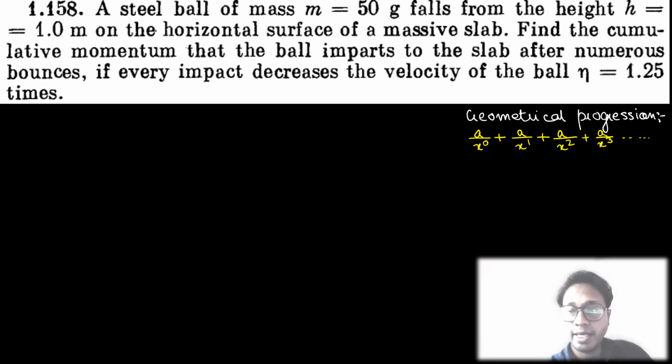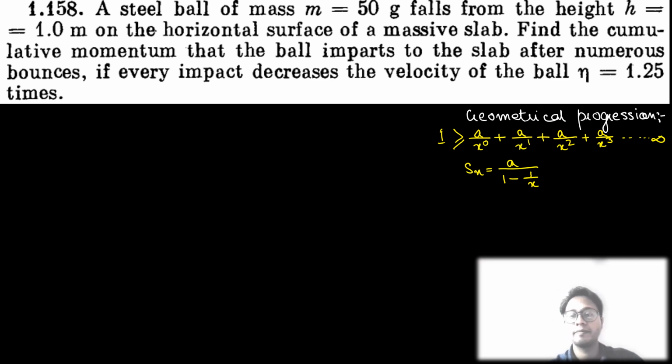These values should be lesser than 1. That means all of these values are lesser than 1. A by x to the power 0 is lesser than or equal to 1, plus a by x to the power 1 is also lesser than 1. Then if you add this series up till infinity, the sum of this series is given by a by 1 minus 1 by x.